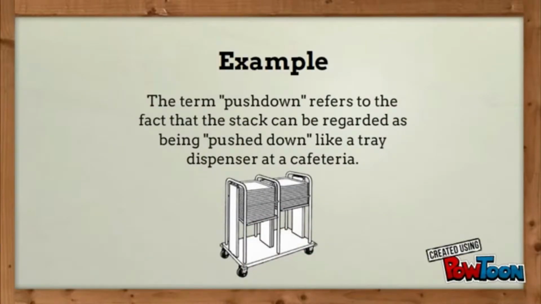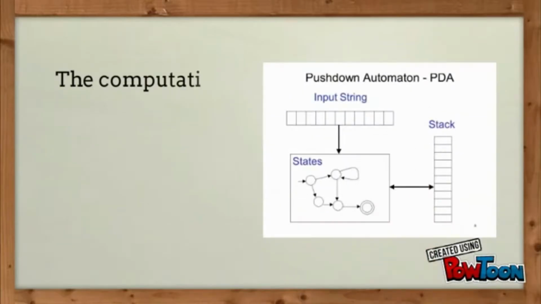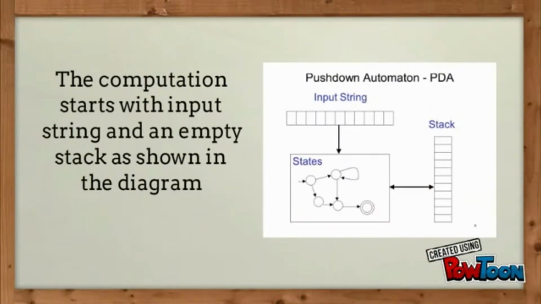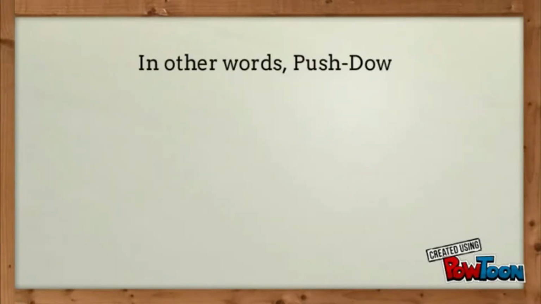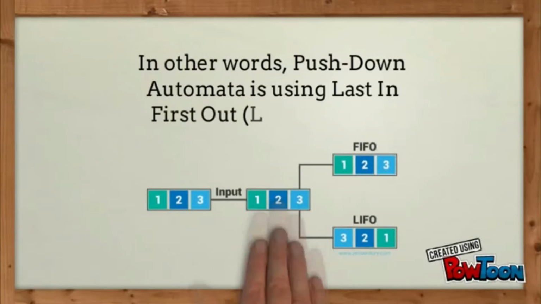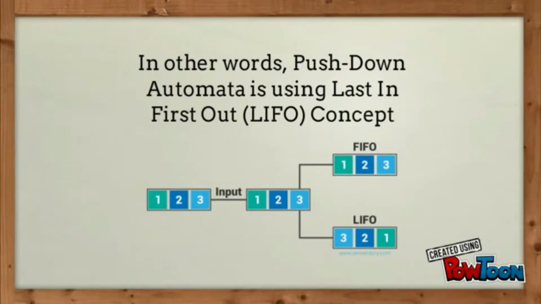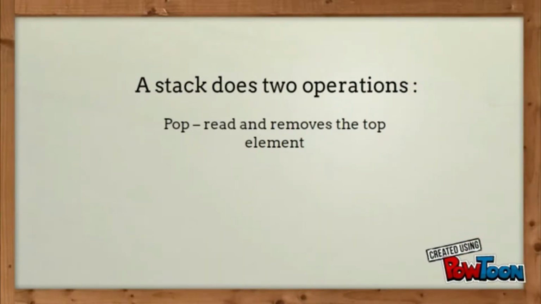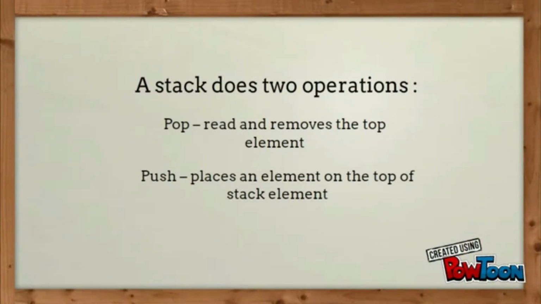The computation starts with input string and an empty stack as shown in the diagram. In simpler words, it uses the LIFO concept, which is the last element that goes in is the one that goes out first. The stack operation only affects the top of the stack and has two operations.